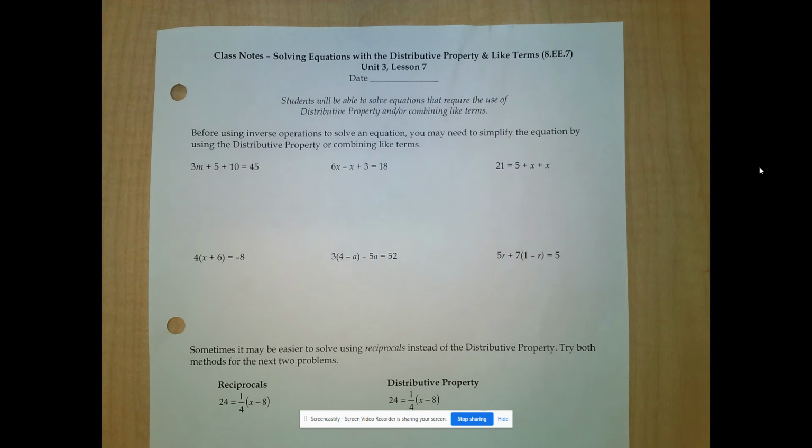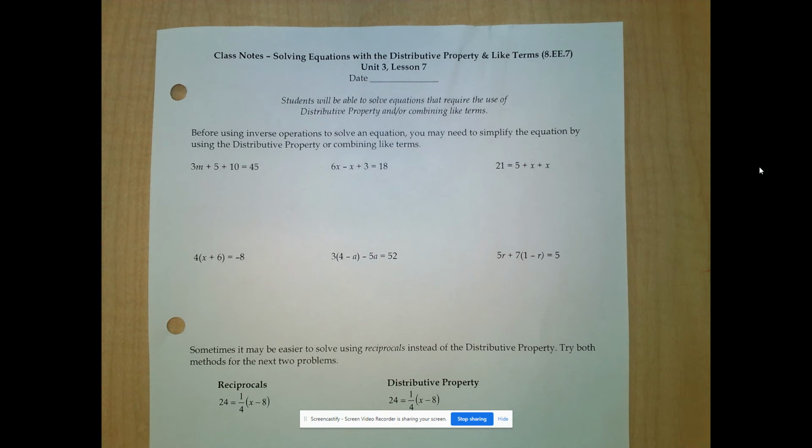MSM3, Unit 3, Lesson 7: solving equations with the distributive property and like terms. What we're doing today is requiring things, whether it's the distributive property or combining like terms, to be used before we start solving a one- or two-step equation.